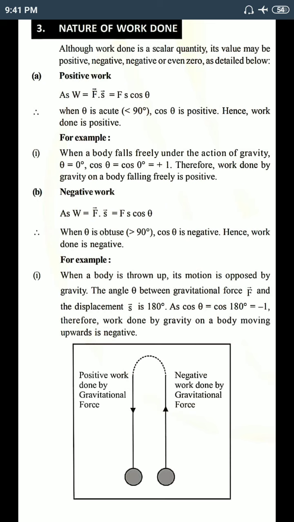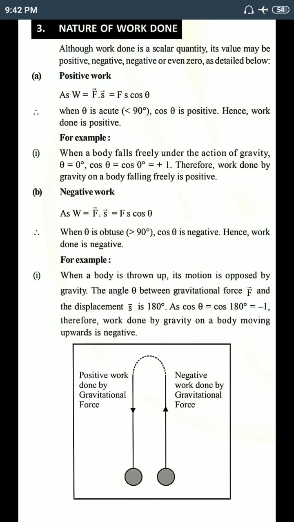Negative work done is just the opposite. When we apply a force in a certain direction but the object moves in the opposite direction. For example, when you throw a body upward, the gravitational force acts downward, but the object is displaced in the opposite direction of gravity. That time the work done by gravity is negative. That means theta is greater than 90 degree, so cos theta is negative. When you throw a body upward, theta equals 180 degree and cos 180 is -1, so W equals minus Fs, which is negative work done.